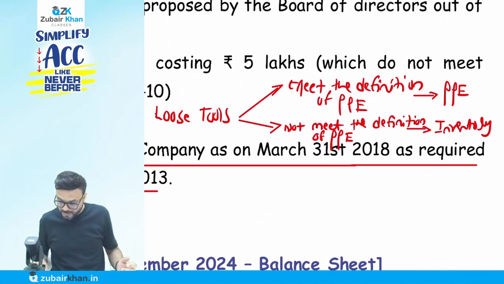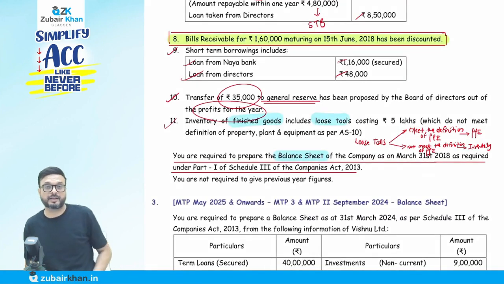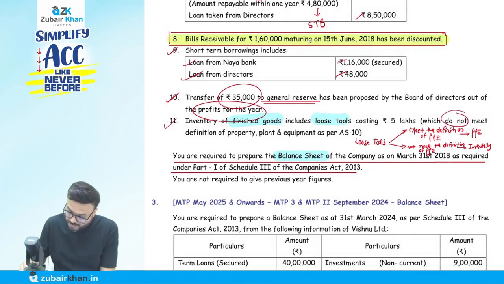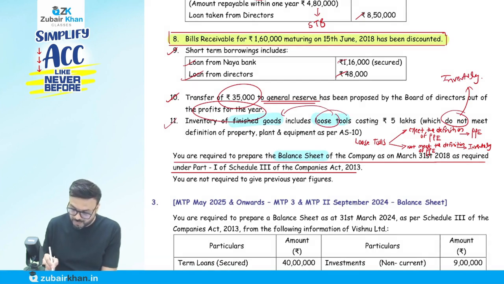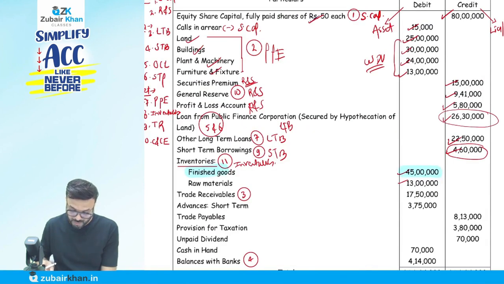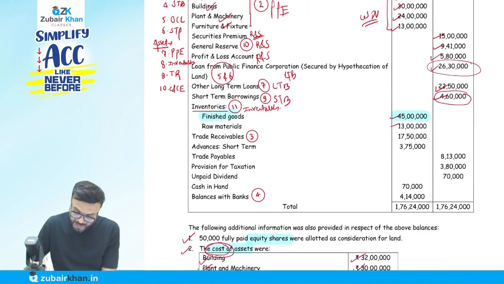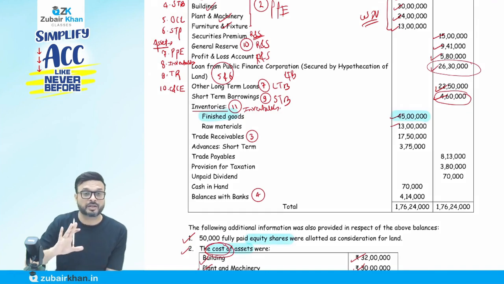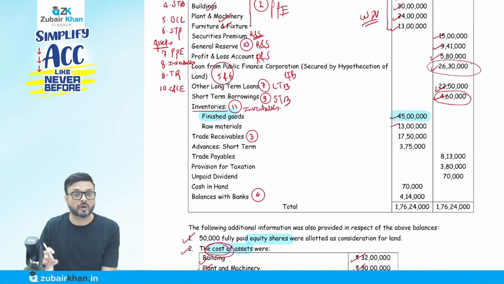Simple. Okay. Now, what is mentioned here? They say which do not meet the definition of PPE. If they do not meet the definition of PPE, it means we are going to write it down as inventory. But they say the loose tool is a part of finished goods. How much is the amount? 5 lakh. No problem. So how much amount do I have in finished goods? 45 lakh. In 45 lakh, 5 lakh represents the loose tool.